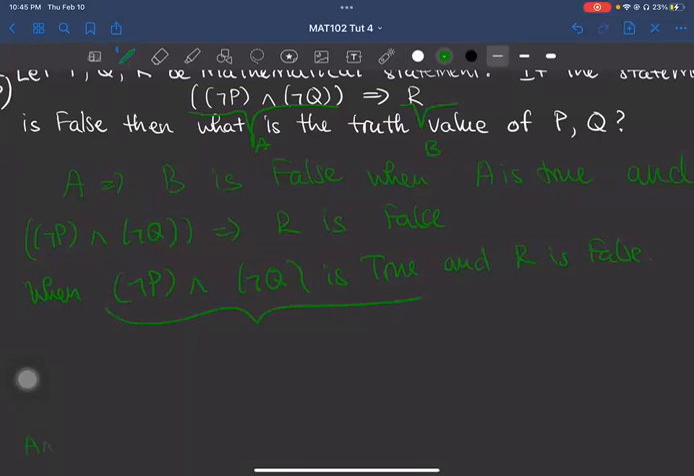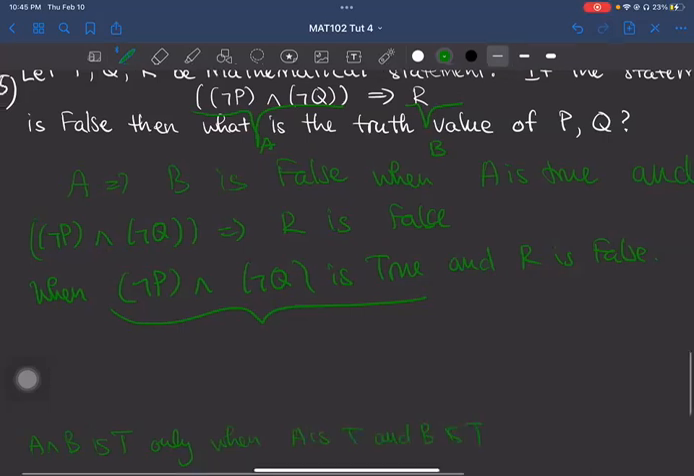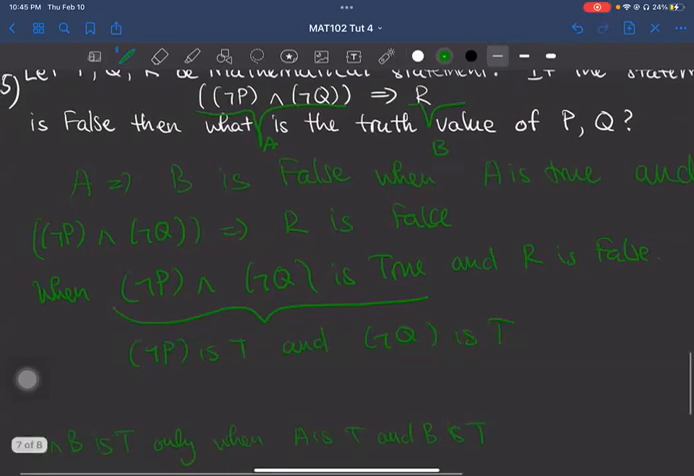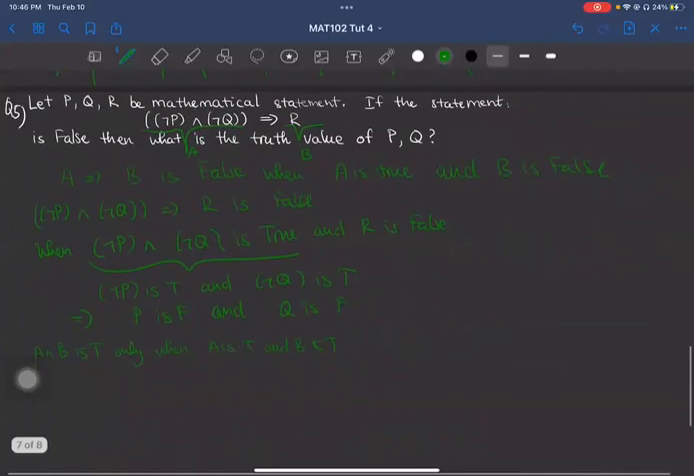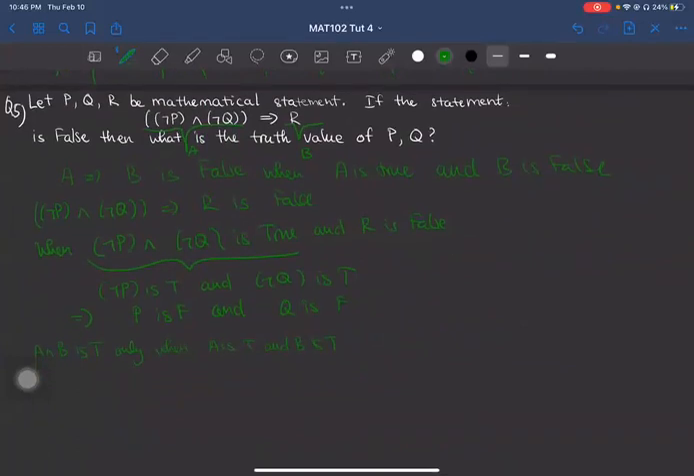We have A and B is true only when A is true and B is true. So not P and not Q is true only when not P is true and not Q is true. So not P is true when P is false. Not Q is true when Q is false. Okay. So the answer for the truth values of P and Q is false and false.